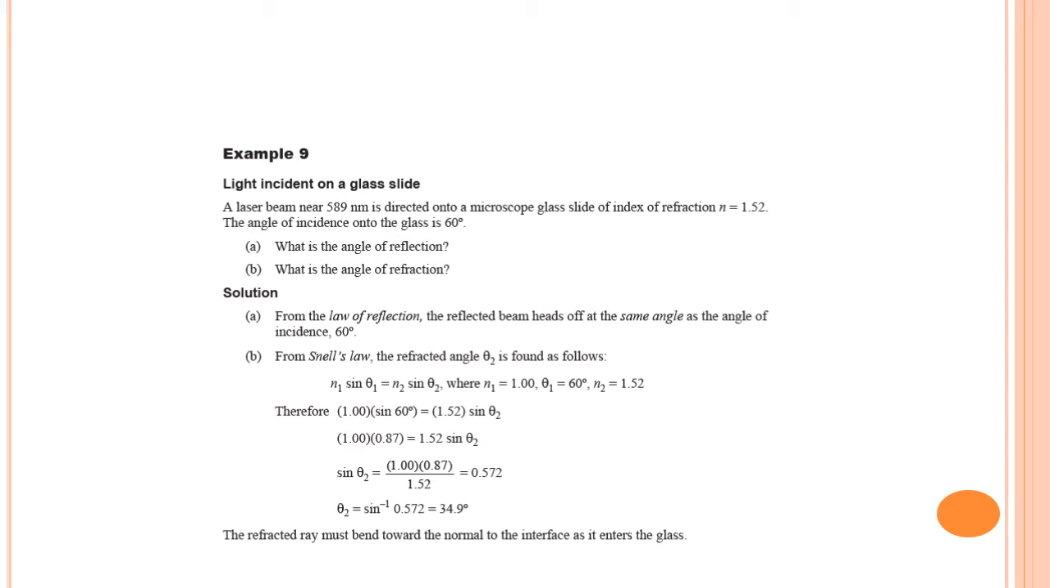Now, some of you may be asking why N1 is 1.00, whereas in the previous table it said that N for air was 1.0003. For all intents and purposes in this class, because of significant digits and the like, we could just use 1.00. We don't have to use the 1.0003.